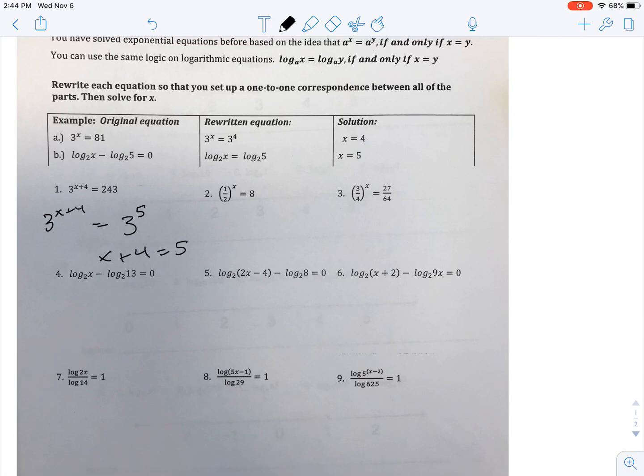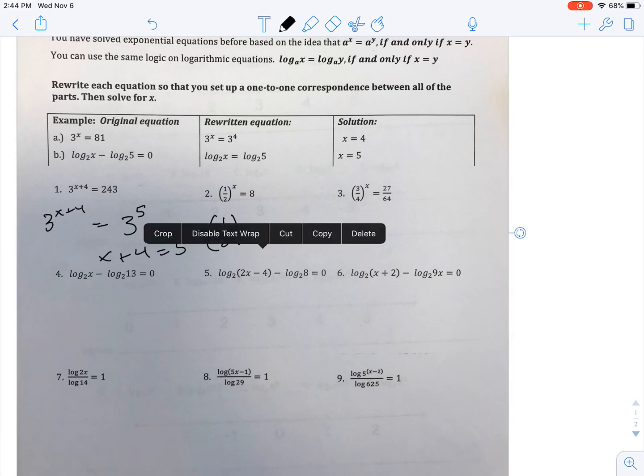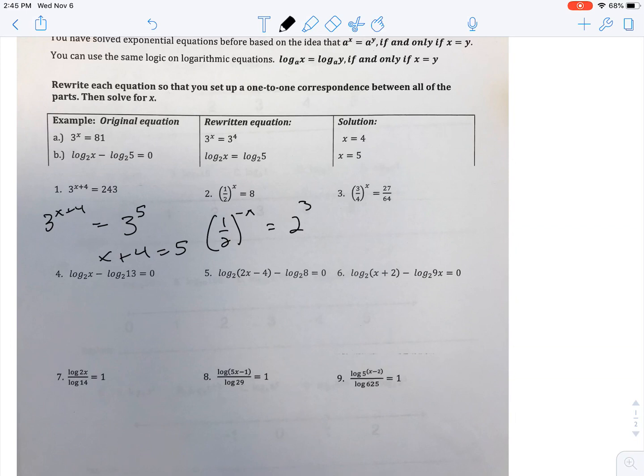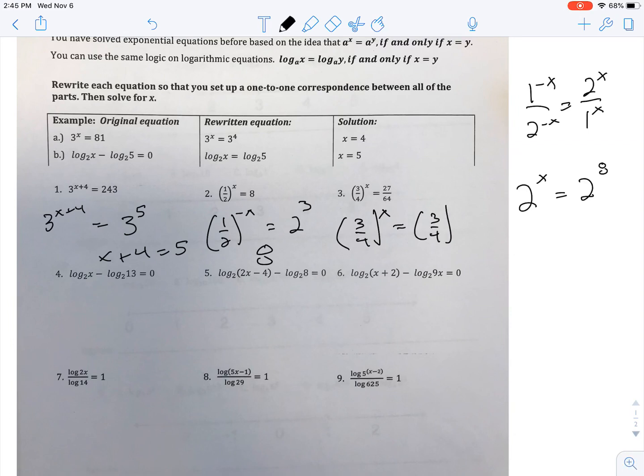So this one was 1/2 to the negative x is equal to 2 to the 3rd, which is kind of tricky because 1/2 to the negative x becomes this. So that becomes 2 to the x, and then 2 to the 3rd becomes 8, and x is equal to 8. This one, make them both 3/4. And then how does this 3/4 become equivalent to this? Well, I cube both numbers.